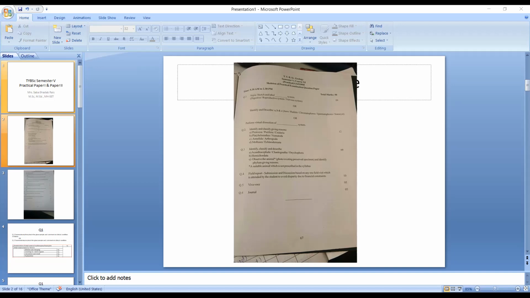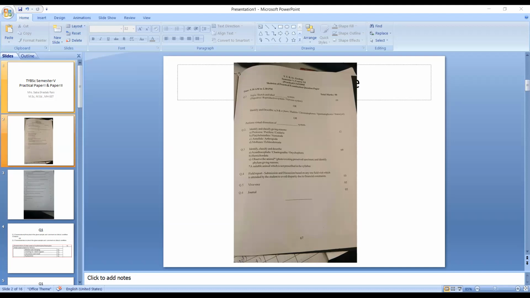Question number 4. Field report, submission and discussion based on any field visit which is attended by the student, to avoid disparity due to the financial constraint. Now see, we all know in our syllabus, basically we have the 3 field visits, right? So any field visit is okay. We have gone for the 3 field visits, so out of 3, you can write any one. Any one is expected to be there in your field book.